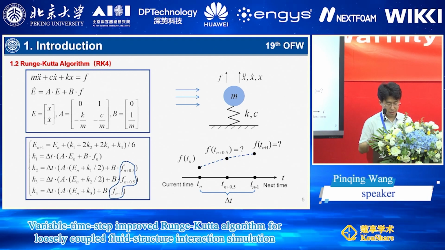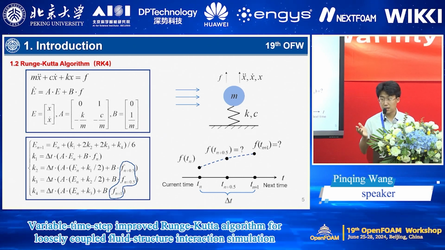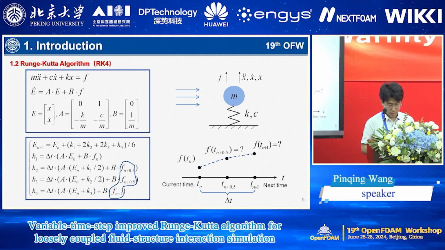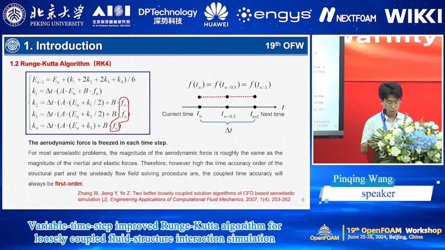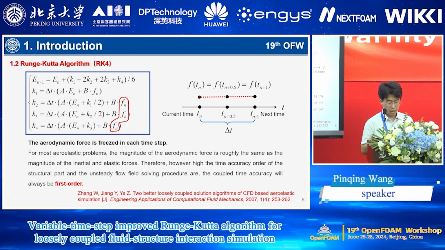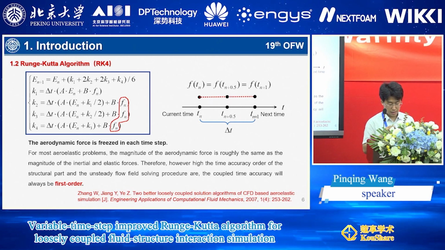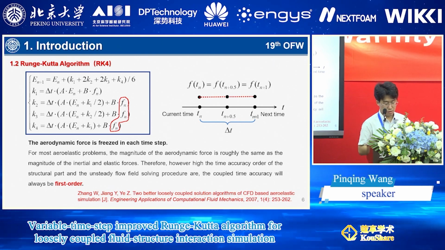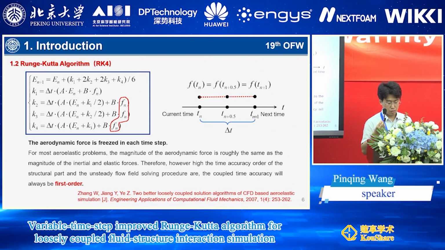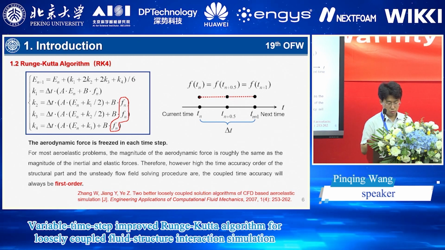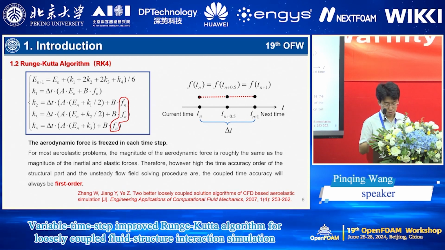However, the fluid force is unknown at the next time because it is related to the structural response at the next time, which is also unknown. The traditional treatment is to freeze the fluid force in each time step. For most aeroelastic problems, the magnitude of the aerodynamic force is roughly the same as the magnitude of the inertial and the elastic force. This will lead to the coupled time accuracy always being first order, no matter how high the time accuracy order of the structural solving part and the fluid solving part are.